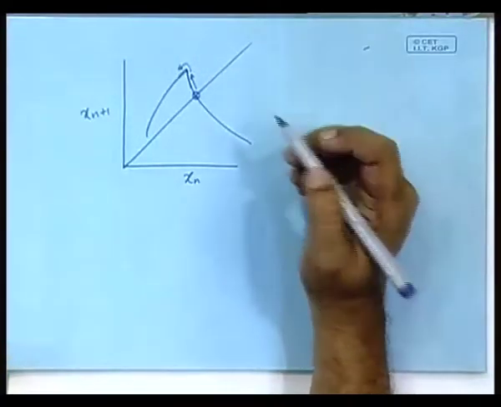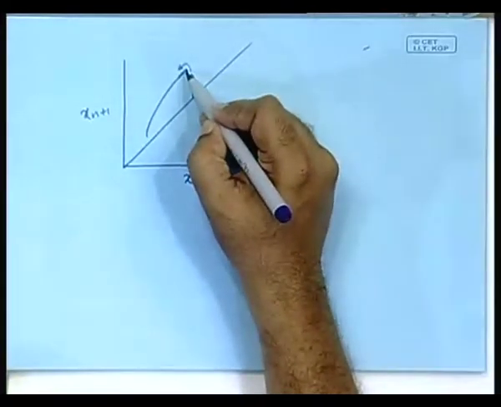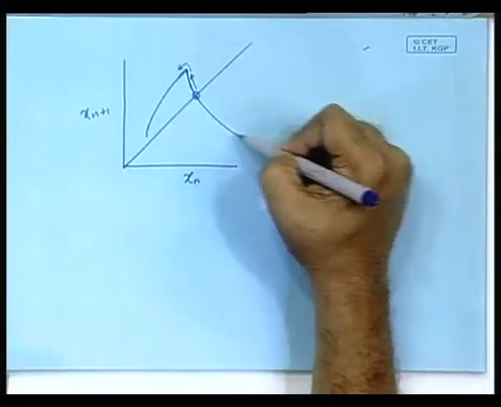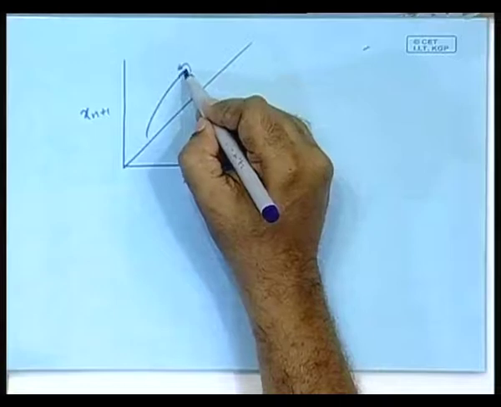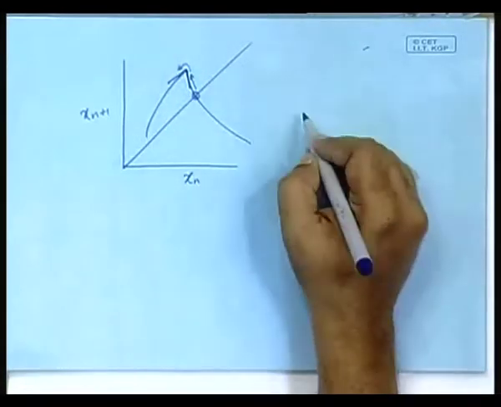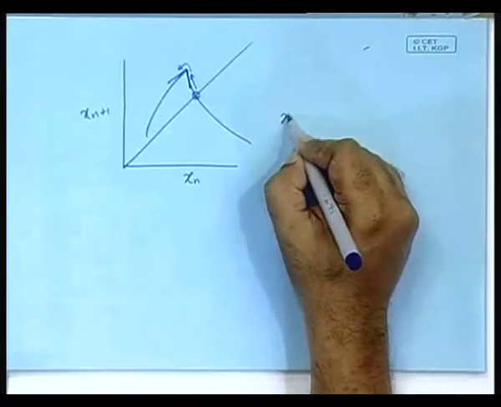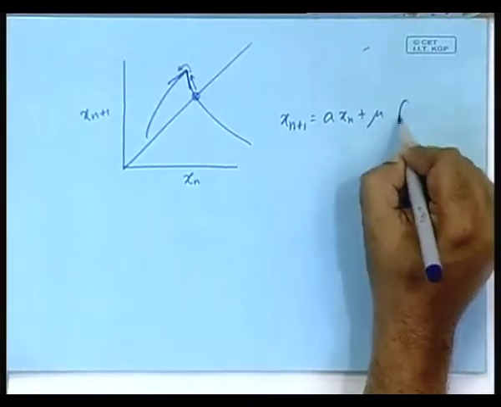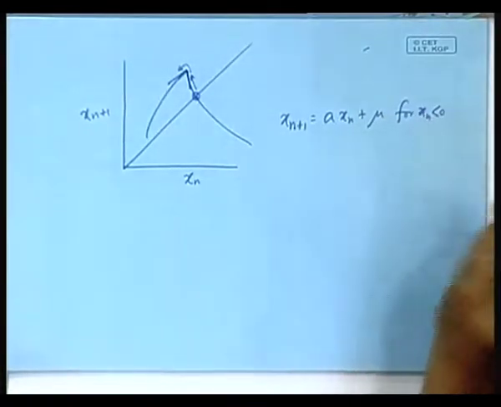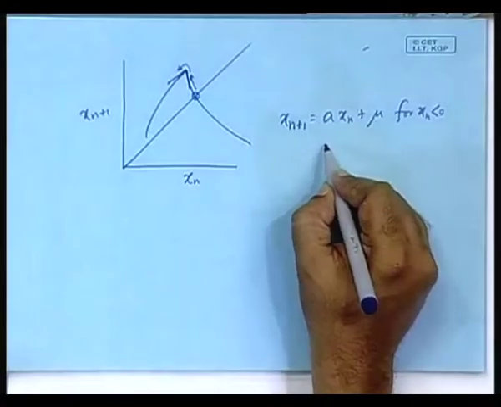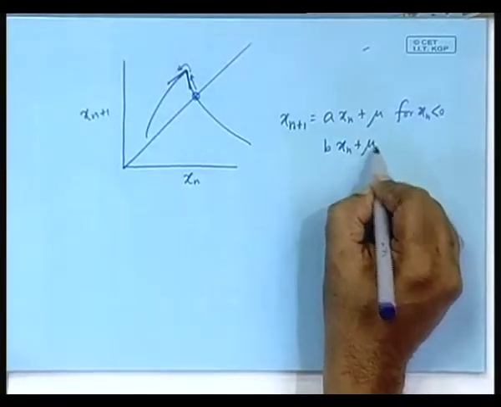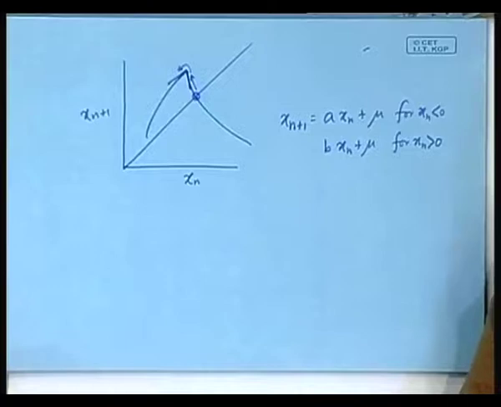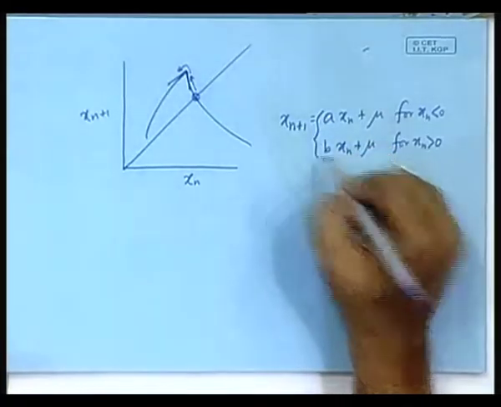And then we said that in order to probe the quality of these bifurcations, there is no need to look at all these areas of the map, rather it suffices to look at only the local linear neighborhood. Let the map be given by x_{n+1} = a x_n + mu for x_n less than 0, is it visible? Yes, and b x_n + mu for x_n greater than 0. So, this was the map that we had considered.